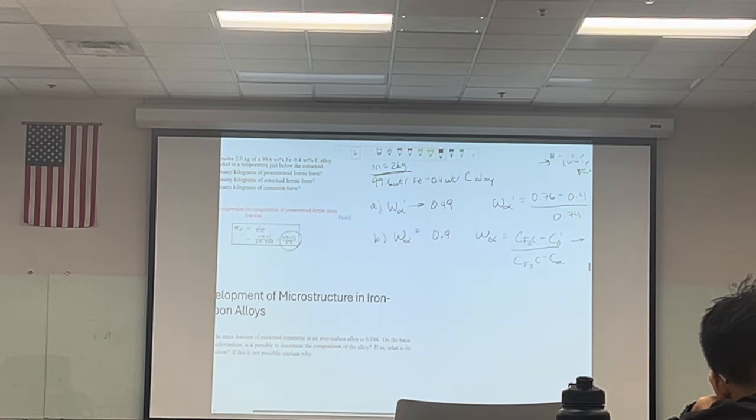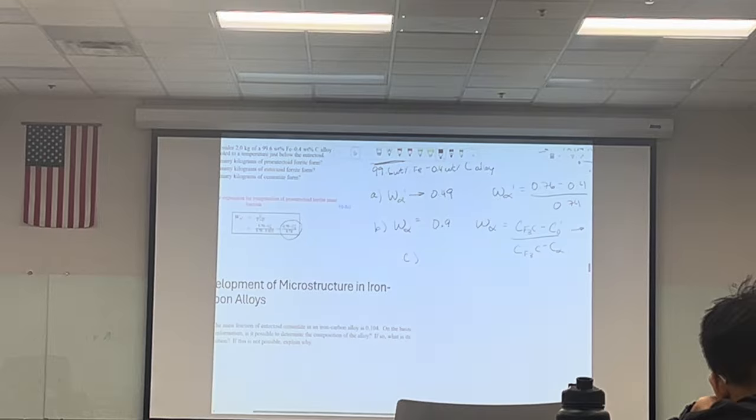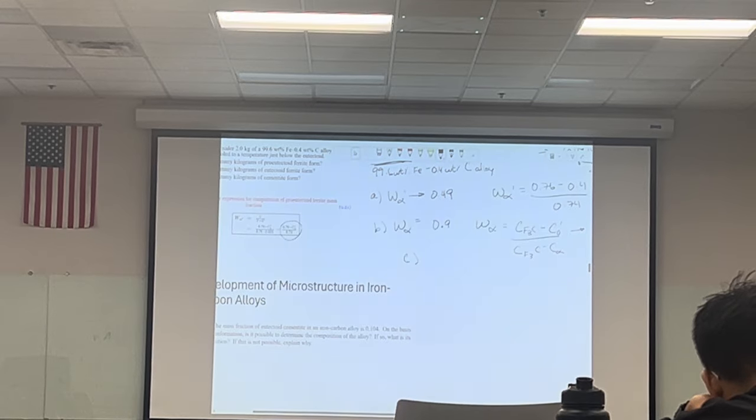Part C is essentially the same deal as part B, but you are trying to find the mass fraction of the iron carbide, the Fe3C. So I'll write that out so you guys can see it, and I want you guys to put in those values.